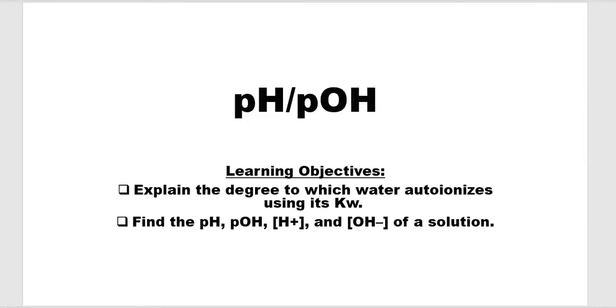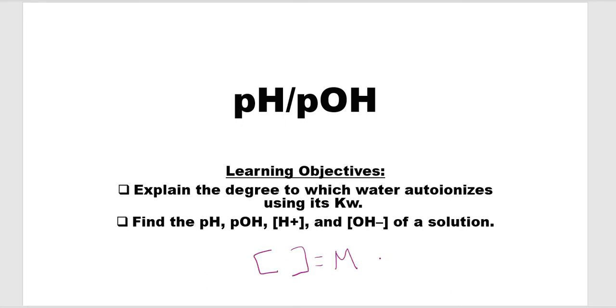Right, welcome to the pH and pOH lesson. So after this, we should be able to explain the degree to which water auto-ionizes using its Kw, and we'll explain what that means. And then also be able to find the pH, the pOH, the hydrogen concentration, and the hydroxide concentration.